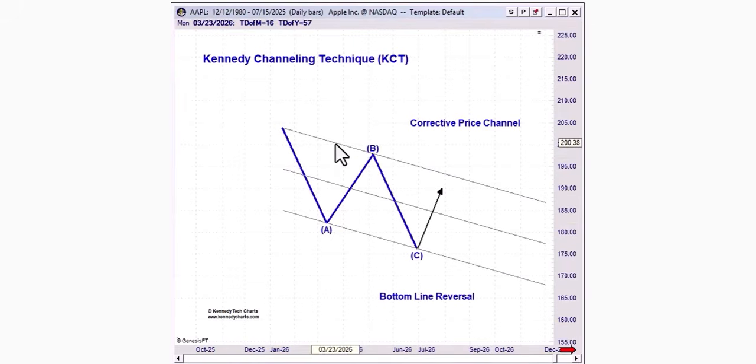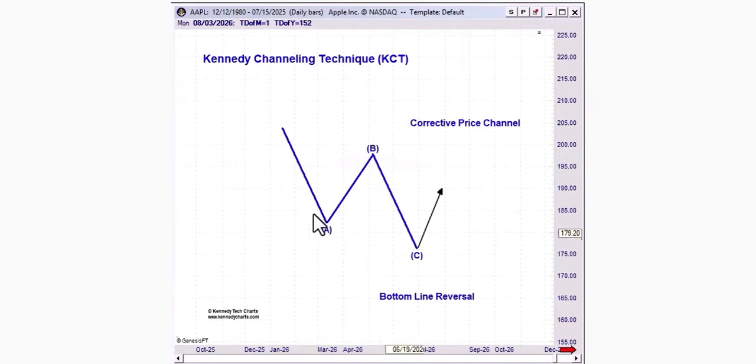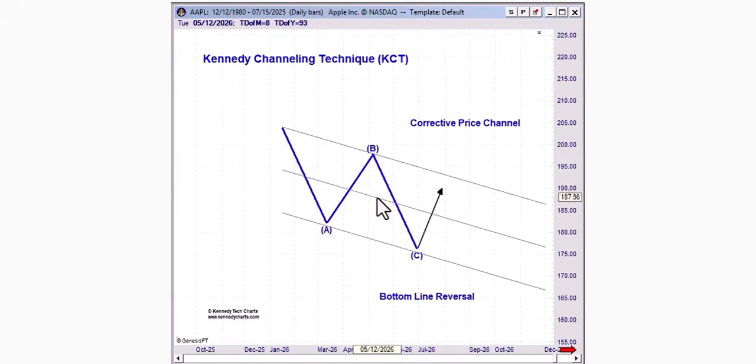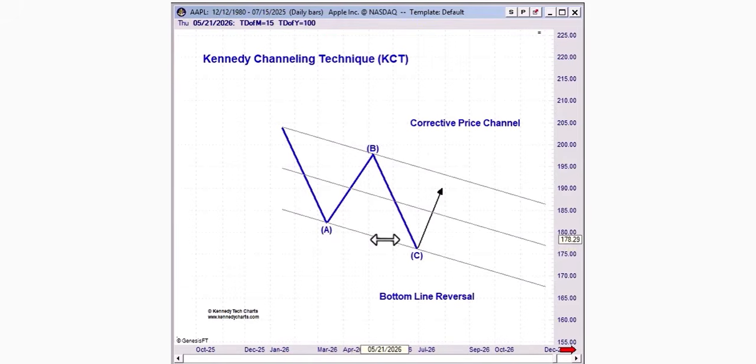So for example, this right here, again, we have the ABC. We start off drawing the parallel line from the origin point of wave A to the extreme of wave B, drop the parallel down to the extreme of wave A, and what this does is it gives you support for the wave C, where wave C is likely to terminate. And it's going to be somewhere at or near that lower boundary line. This is what I call a bottom line reversal.